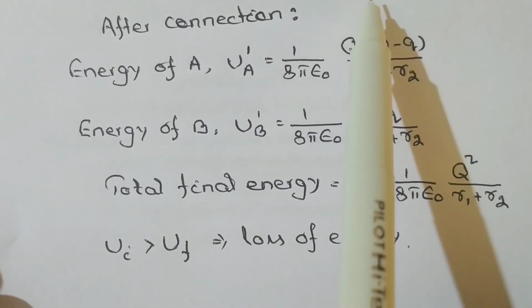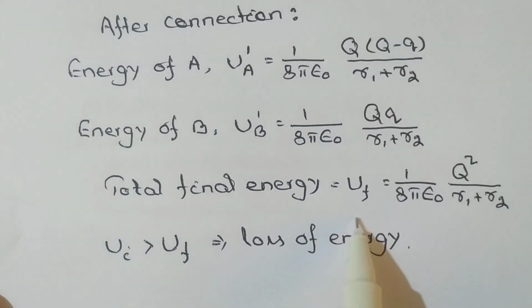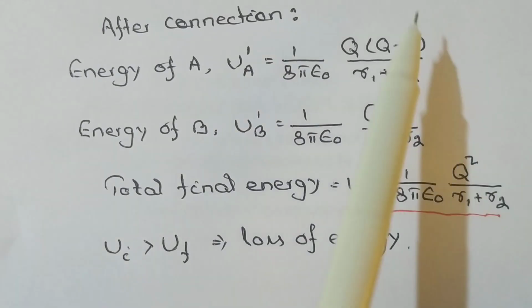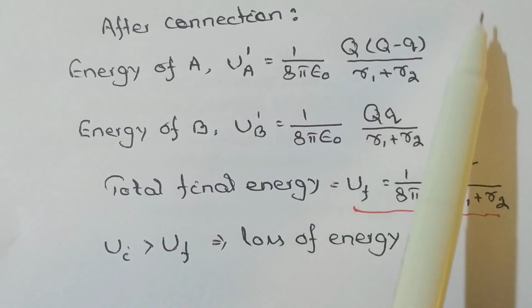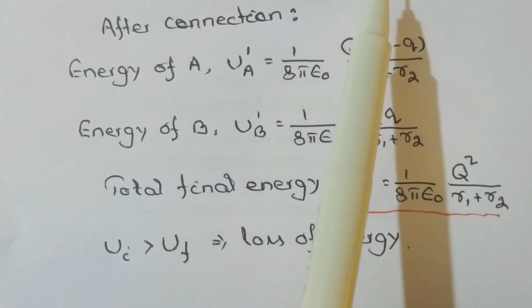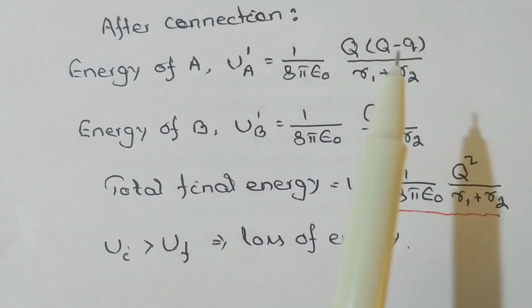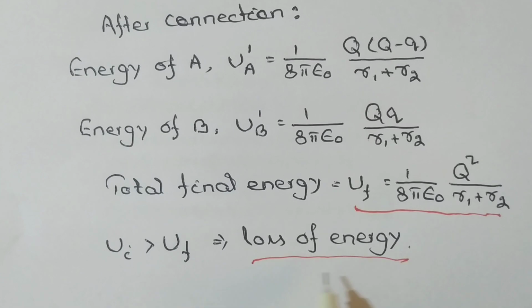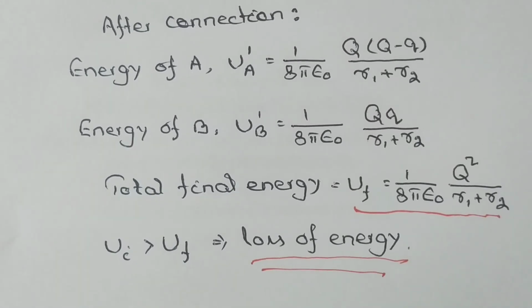Now when we compare this initial energy and final energy, you see the numerator part is the same, Q square, and 1 by 8 pi epsilon 0. But here the denominator is R1, whereas here the denominator is R1 plus R2. That means the denominator increased. As the denominator increases, the value of the quantity decreases. Hence Ui is greater than Uf. That means the initial energy is greater than the final energy. From this expression we understand that there is always a loss of energy.